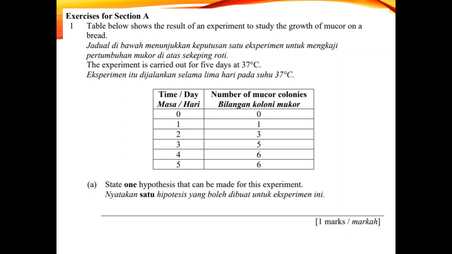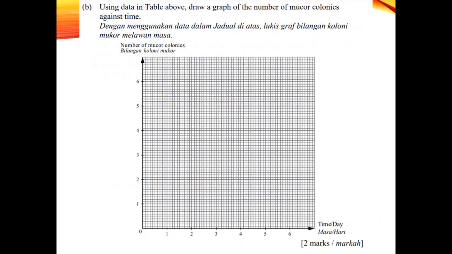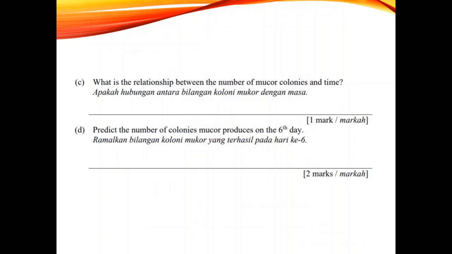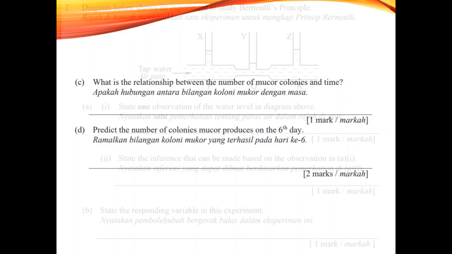Next, B, the question requires you to draw a graph of the number of mucor colonies against time. This one you can use your own graph paper to plot. Next, C, what is the relationship between the number of mucor colonies and time? And then D, predict the number of colonies mucor produced on the 6th day. Okay, next, we move on to question number 2.